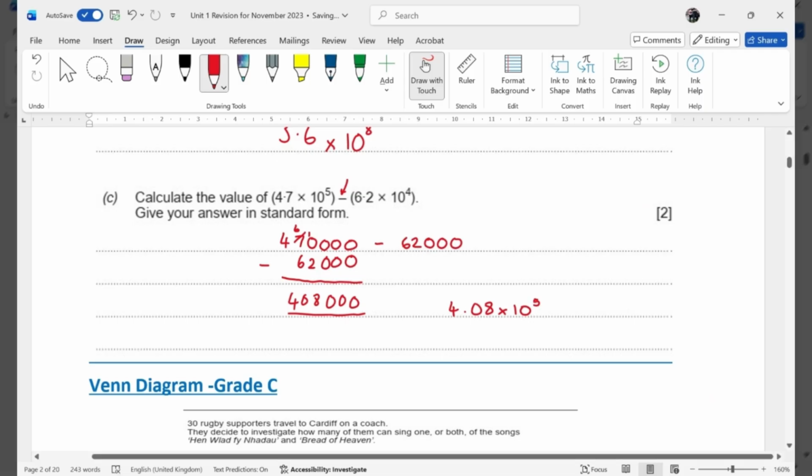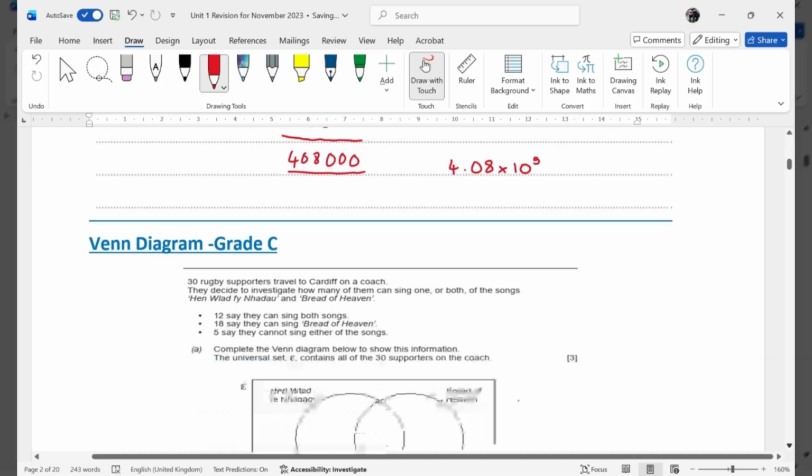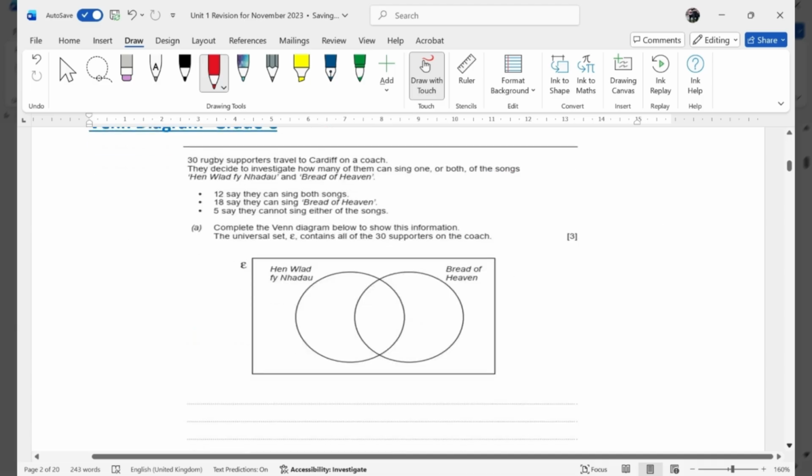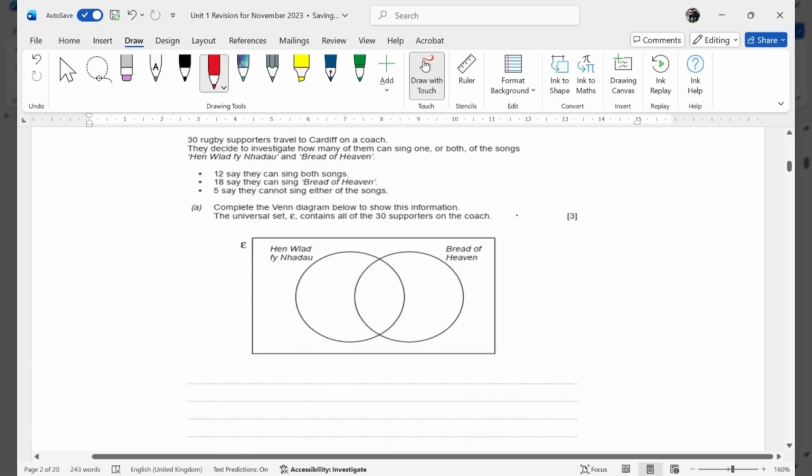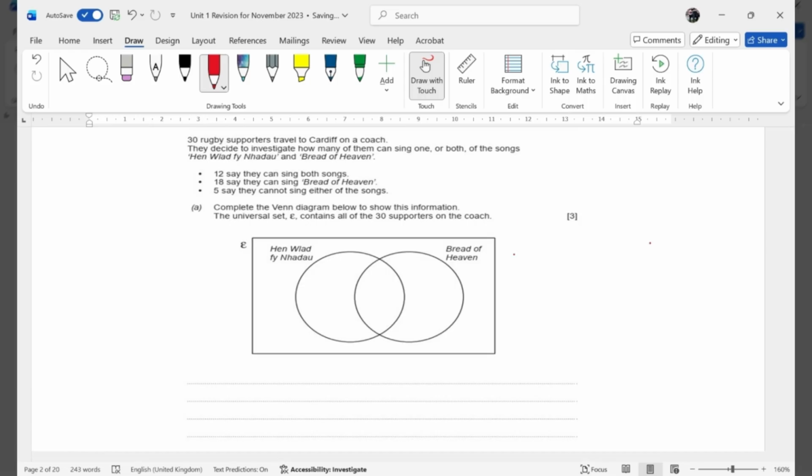Venn diagrams. Love it. Love me a Venn diagram. Okay. 30 rugby supporters are going in here. So whatever we do here, I expect there to be a total of 30 people included. Okay. The big word in a Venn diagram is only. If I'm told they only do something, I can put that number inside that circle. But if I'm not told only, then I have to factor in the middle.